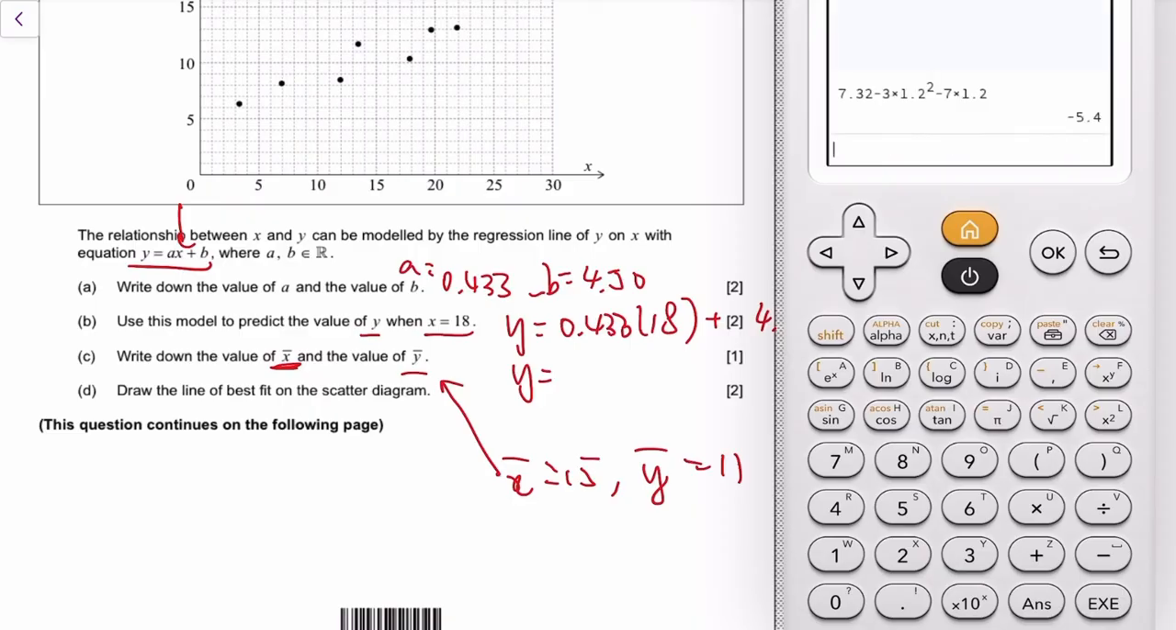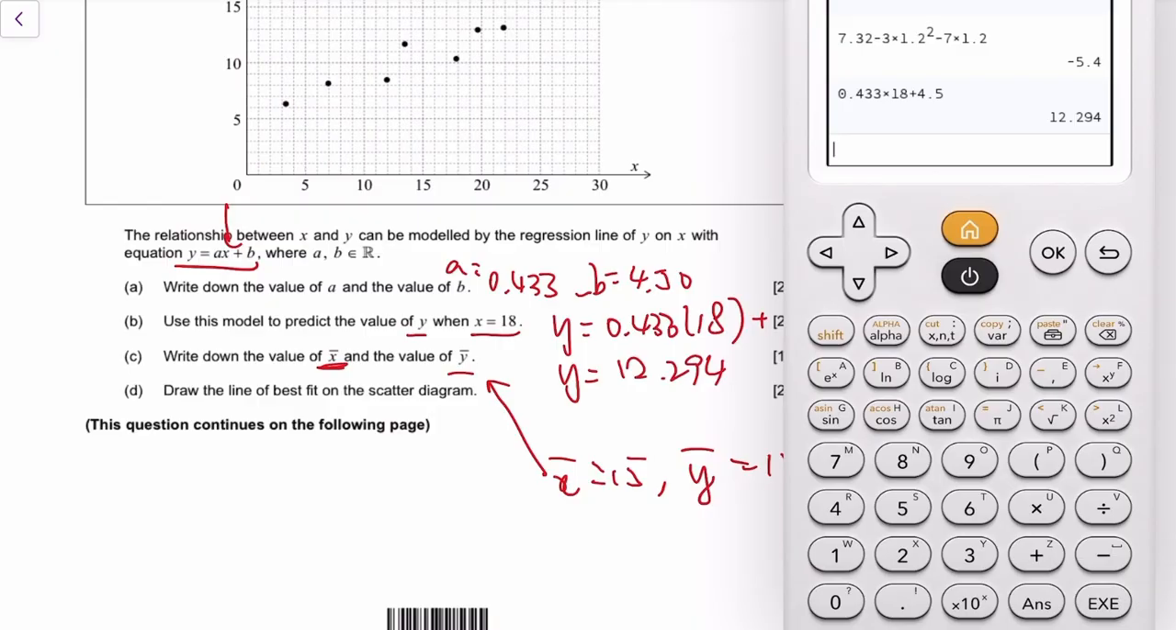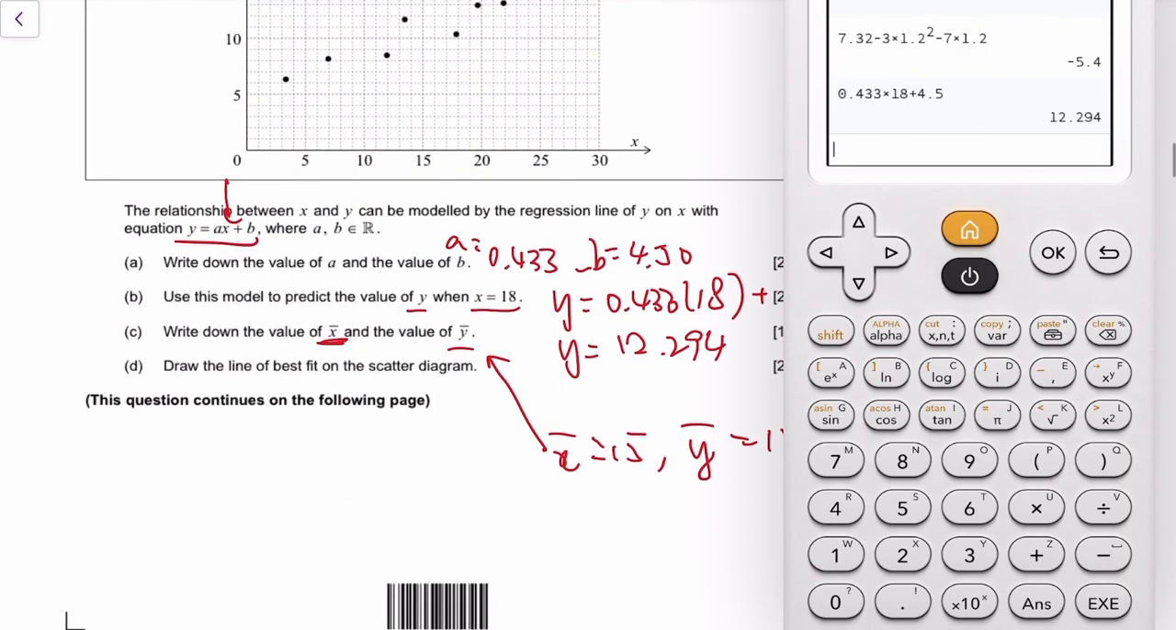Alright, then I can go back to calculate the prediction of part B, 0.433 times 18 plus 4.5. So my prediction is 12.249. You should always at least write 3 sig fig. IB do not penalize for writing more. So if in doubt, just copy everything shown in the calculator. You pretty much would not lose anything unless the question specifies.